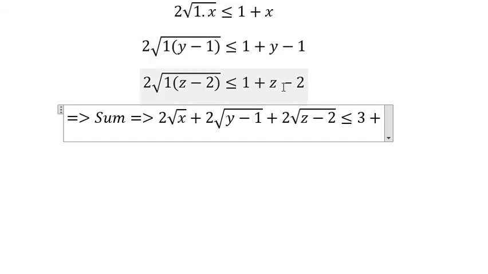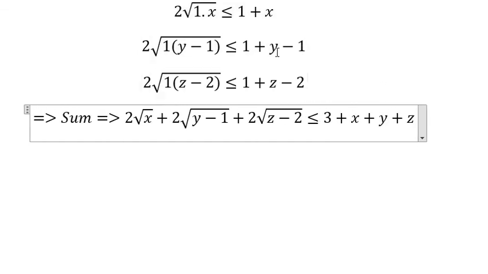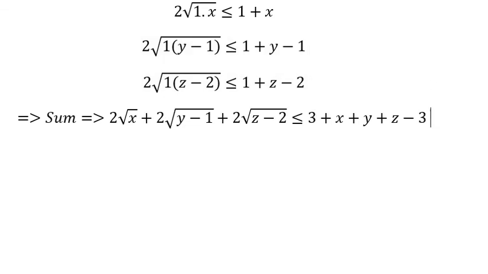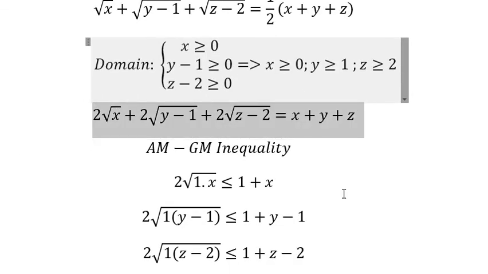x, y, z, minus 1, minus 2, is minus 3. So here you will get 3 minus 3, so you get x plus y plus z. So as you can see, this is similar to this equation.